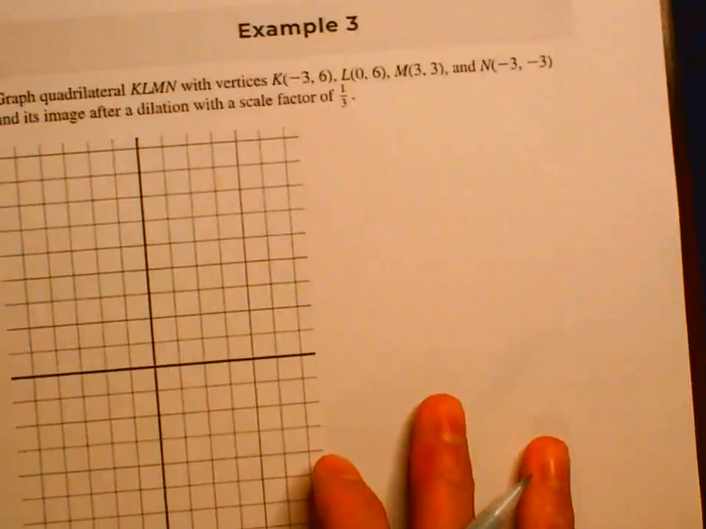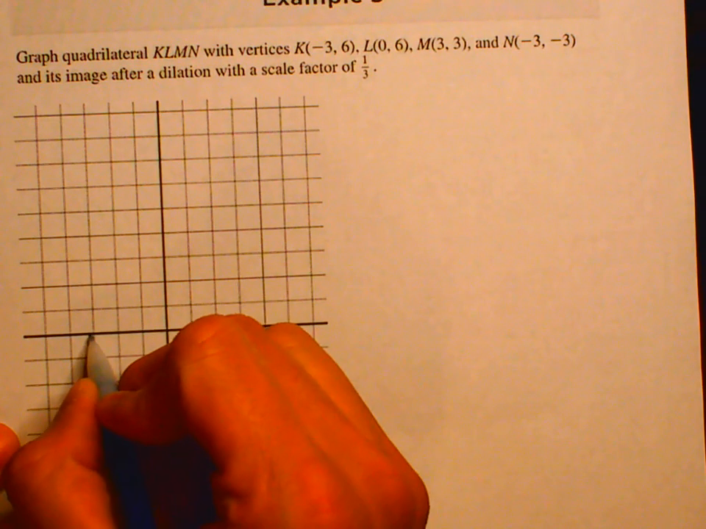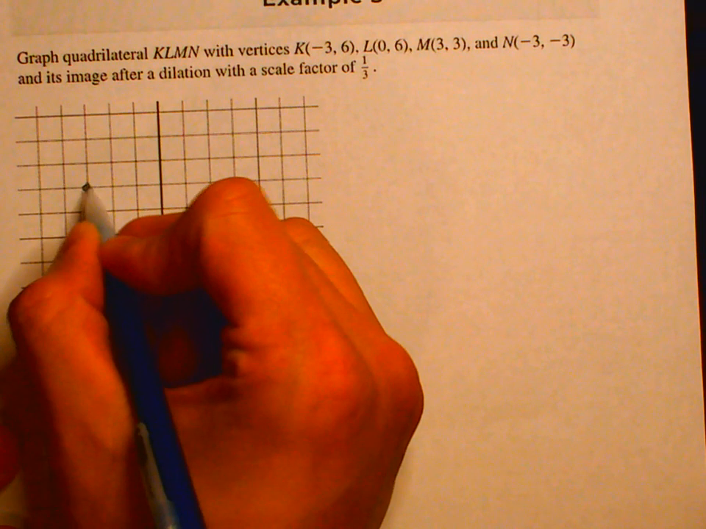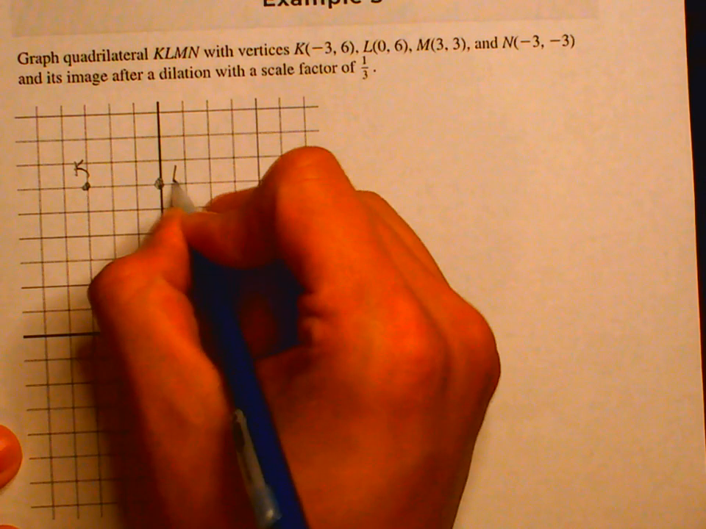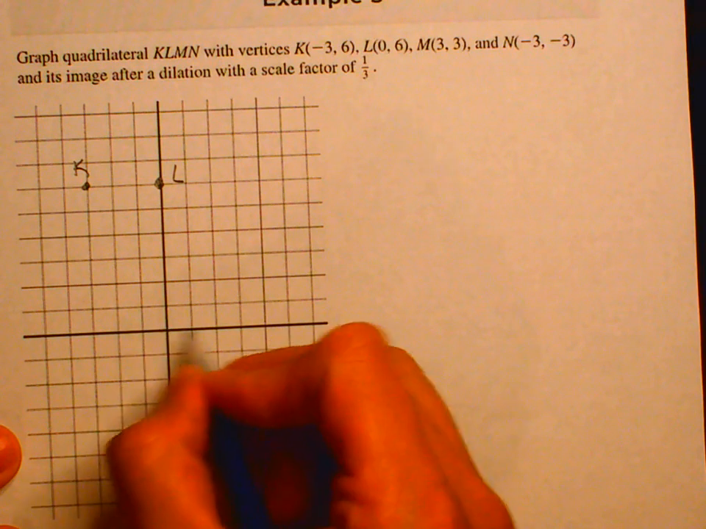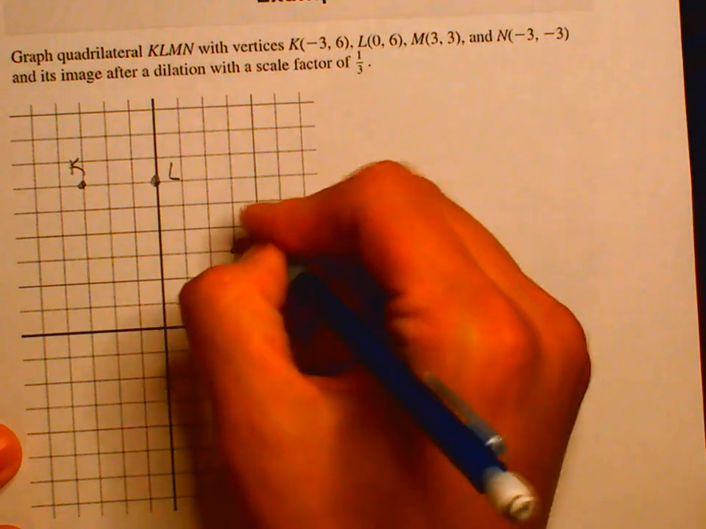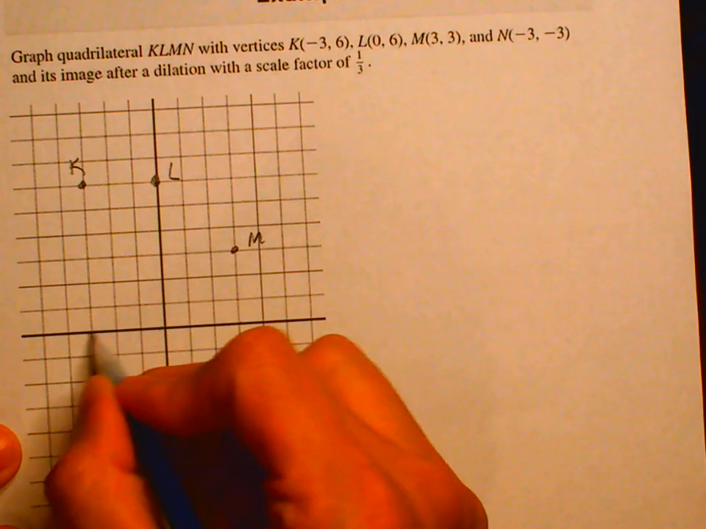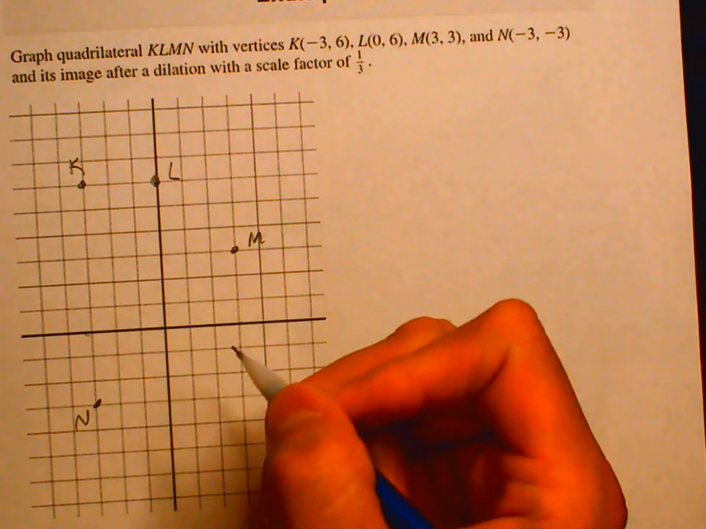The problem is, when you have a fraction as your dilation, it looks hard, but honestly, it is not really. Let's plot these points first. Negative 3, positive 6. That's K. 0, 6. That's L. And for M, it's 3, 3. And for N is negative 3, negative 3. And you just simply connect those.